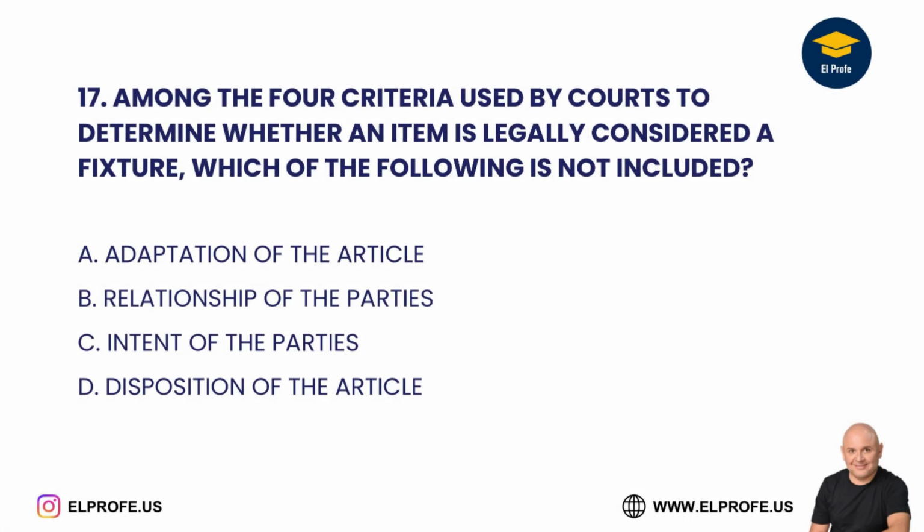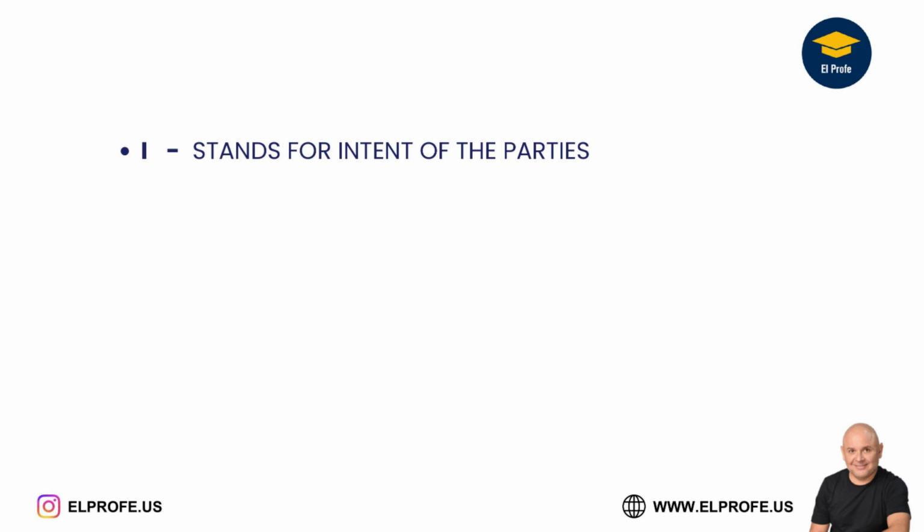Question 17. Among the 4 criteria used by courts to determine whether an item is legally considered a fixture, which of the following is not included? Here's the key, guys. Remember this simple memory trick. The 4 criteria spell a woman's name. Irma. I stands for intent of the parties.